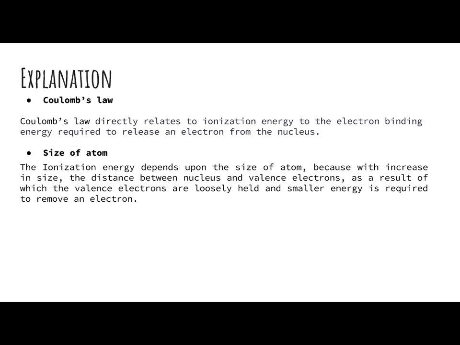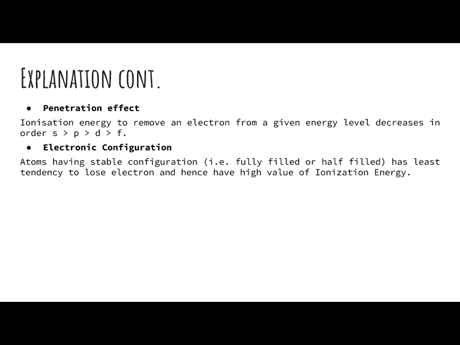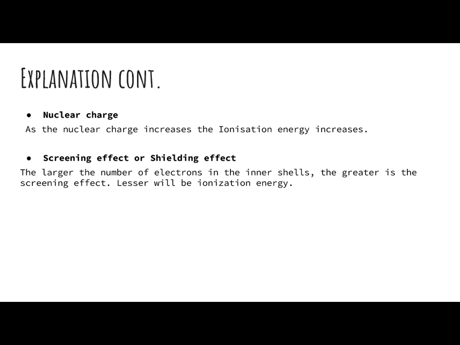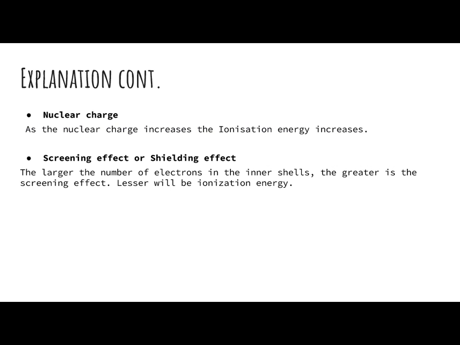That also ties into valence electrons because that's the outermost shell, so those are more likely to be let go. As the nuclear charge goes up, ionization energy goes up because of the attraction between the nucleus and the electrons. The shielding effect and the penetration effect are kind of opposites. The shielding effect has to do with the number of electrons in the inner shells. A greater shielding effect gives lower ionization energy, as we stated prior with the binding energy and the size of the atom.